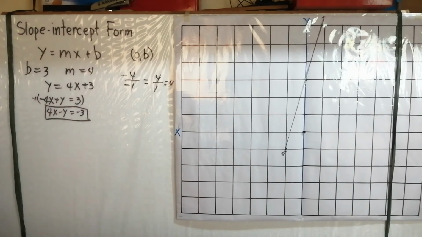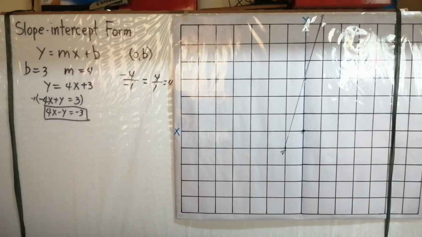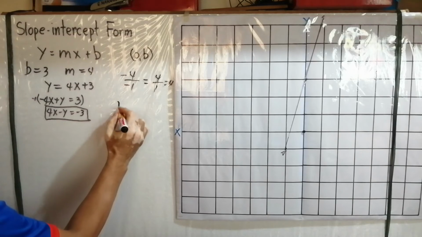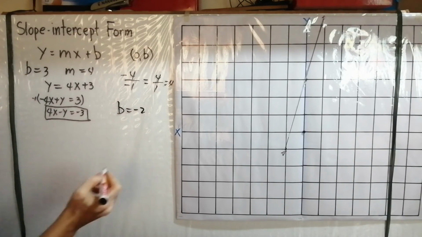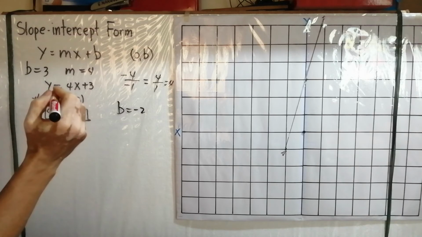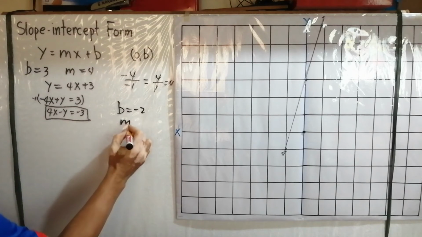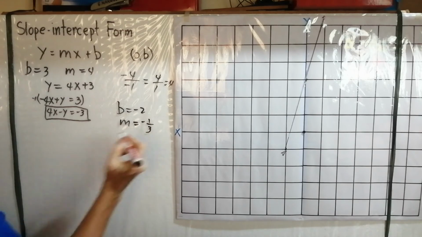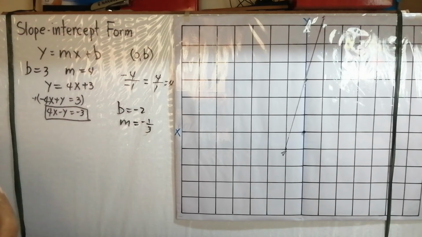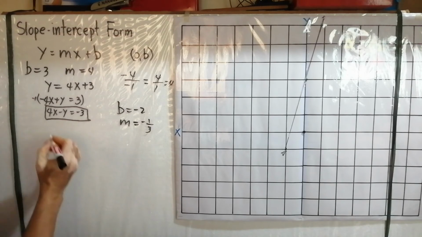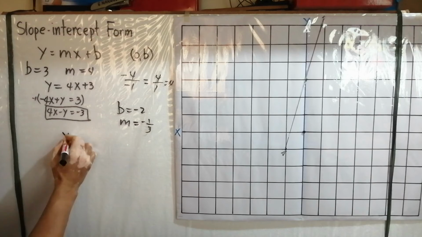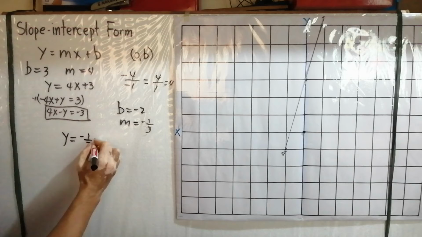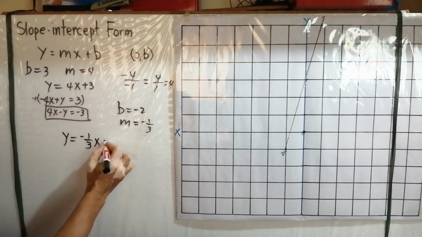Okay, so one more. So if the y-intercept is negative 2, so b is equal to negative 2, and the slope is negative 1/3. Negative 1/3. Okay. Making the equation for that, so use the formula. y will be equals to negative 1/3 x minus 2.